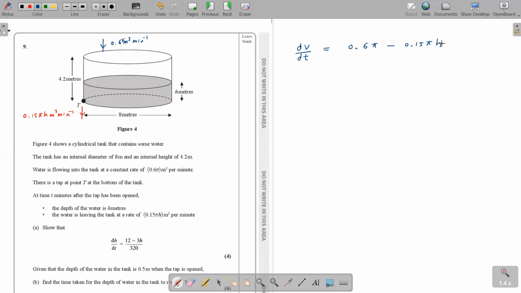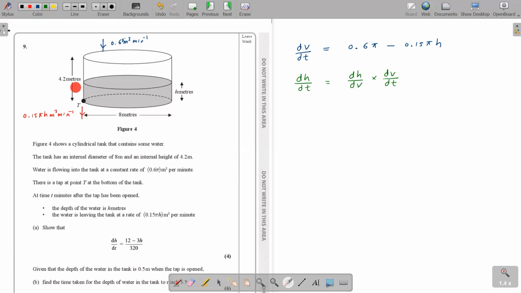However, we don't need dV by dt. We are supposed to find dh by dt. How do we get dh by dt? You can use the chain rule, right? Can you break it up by using the variable V? dh by dt equals dh by dV into dV by dt. You can see dV by dt is already there. The only thing I have to do is find dh by dV. How do I get dh by dV?